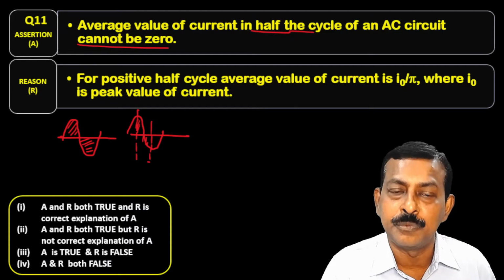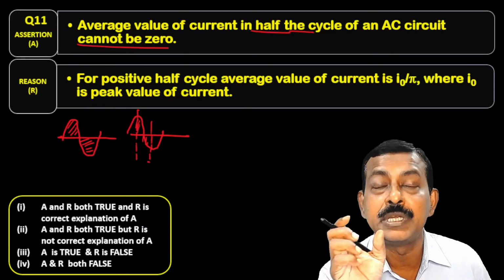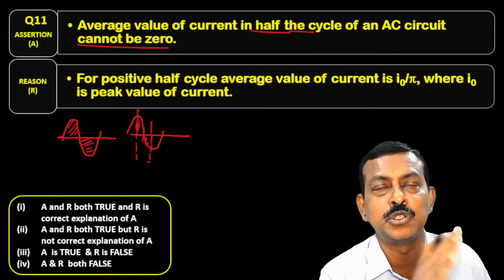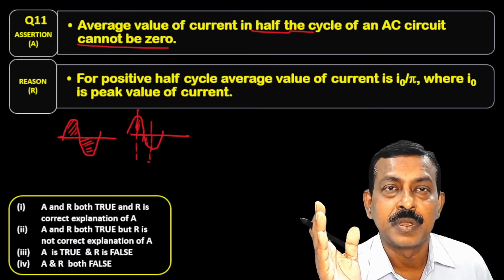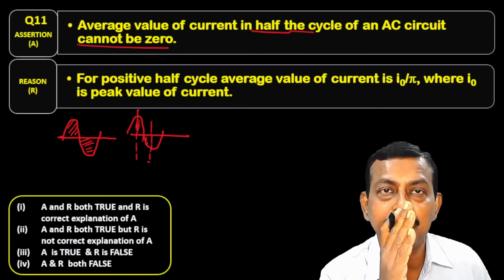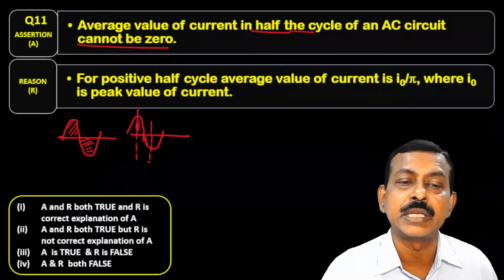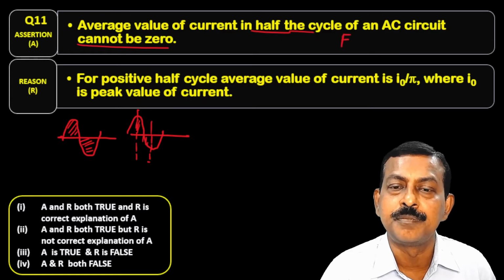So when we say half the cycle, it is not mentioned from where to where we are taking that. Normally we take just either maybe from 0 to T by 2 and then T by 2 to T, like that. But we may take it from T by 4 to 3T by 4. In that particular case, it will be 0. Assertion, if you take, this is false.